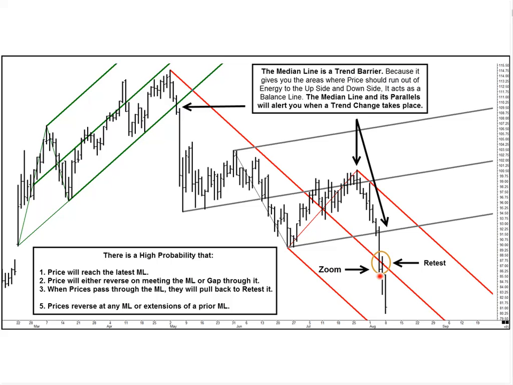That's the second principle. The third principle, when price passes through a median line, price will pull back to retest it. Look at price accelerate through and come back and retest it. If you have a stop, and in this case, structure doesn't line up the way we like it, this is a wonderful area to enter a trade if you didn't enter up here.